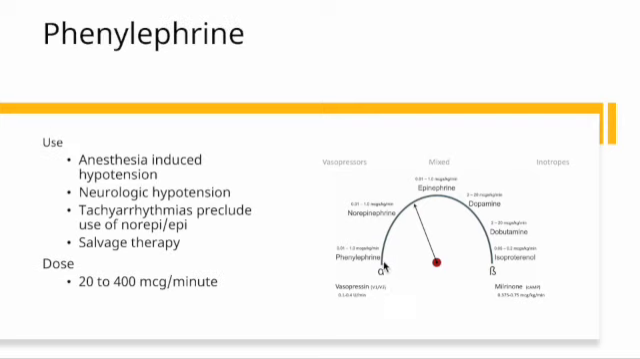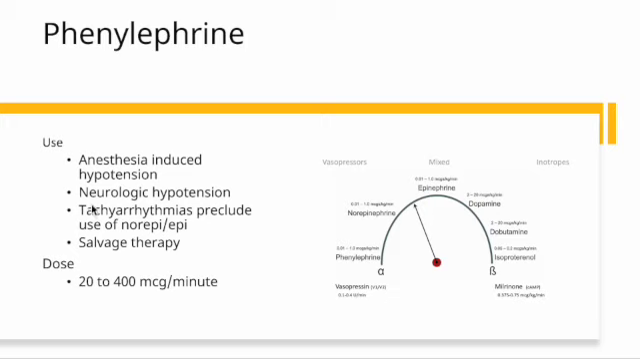Phenylephrine is a pure alpha agonist, and the main indication is in anesthesia-induced hypotension. For example, when patients get started on propofol or Precedex, you may see a drop in blood pressure, and this is due to vasodilation. So using a pure alpha agonist that acts as a vasopressor can counteract that vasodilation.